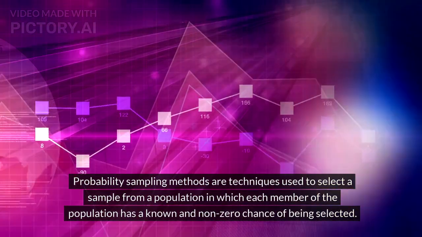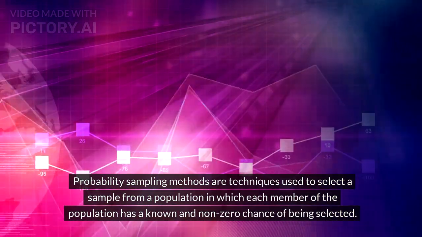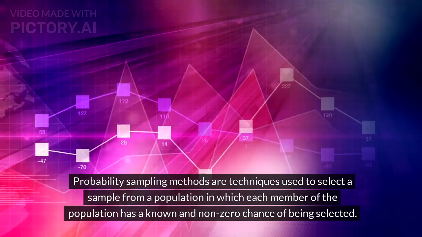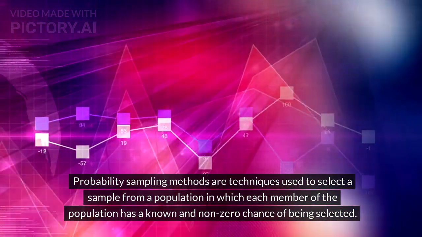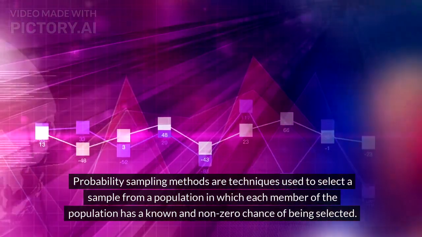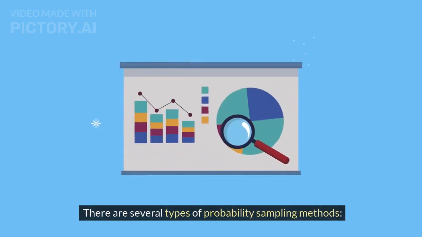Probability sampling methods are techniques used to select a sample from a population in which each member of the population has a known and non-zero chance of being selected. There are several types of probability sampling methods.